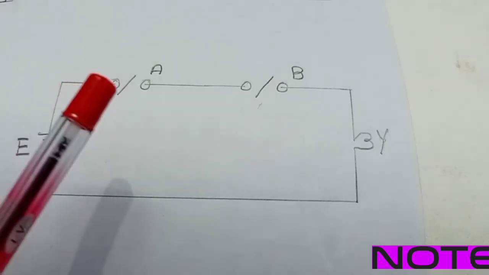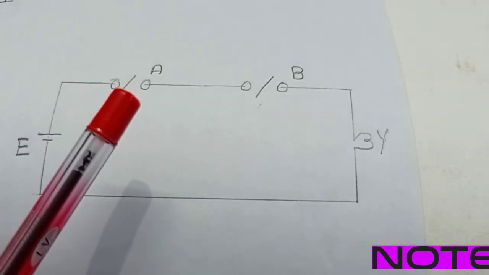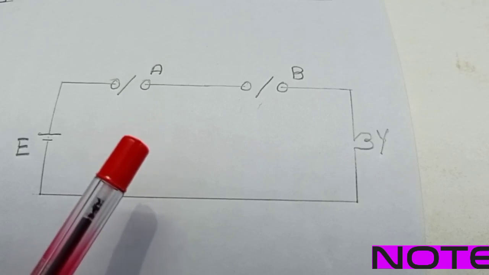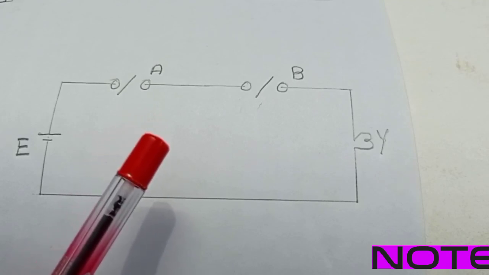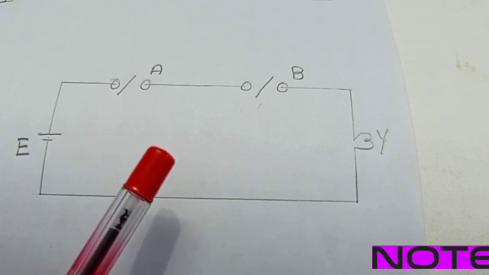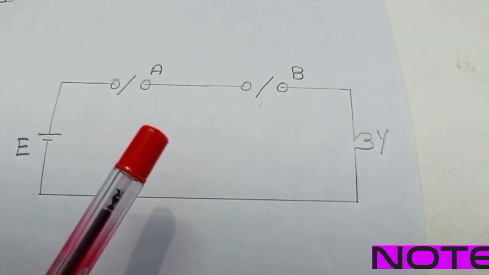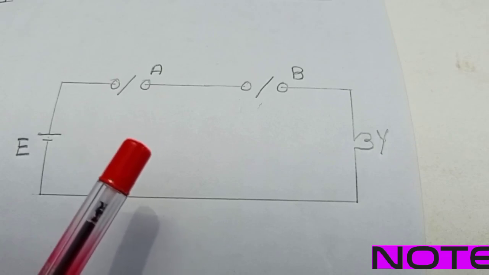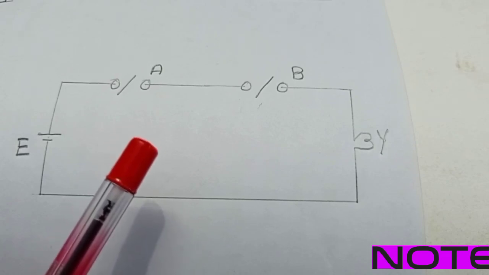The same logic can again be discussed with the following electrical circuit. Here, the lamp Y can glow only when both the switches A and B are turned to the on state. This logic is known as the logic of the AND gate.